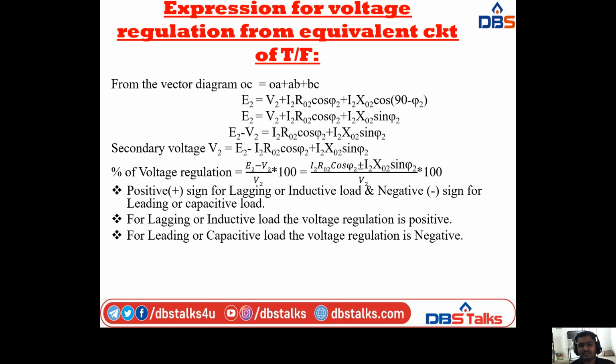So why am I taking plus or minus? If it is a lagging power factor, we have a plus value. If it is a leading power factor, we have a negative value. That's why I am taking plus or minus. So, I2 R0 cos phi 2 plus or minus I2 X0 sin phi 2 by V2 into 100.